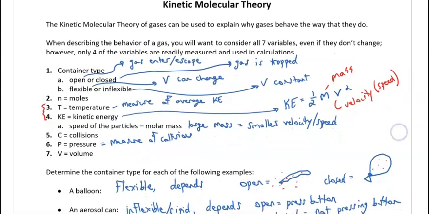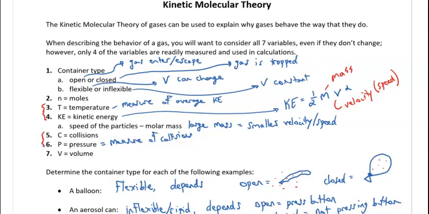The last 3, collisions, pressure, and volume. Collisions and pressure are also going to be directly related to each other. Collisions are just literally the gas particles bouncing into the walls of their container. Now, if we measure those collisions, that's pressure. Typically, we're going to use the unit of atmospheres when we talk about pressure, but that's something we get to when we get to the math a little bit later on.